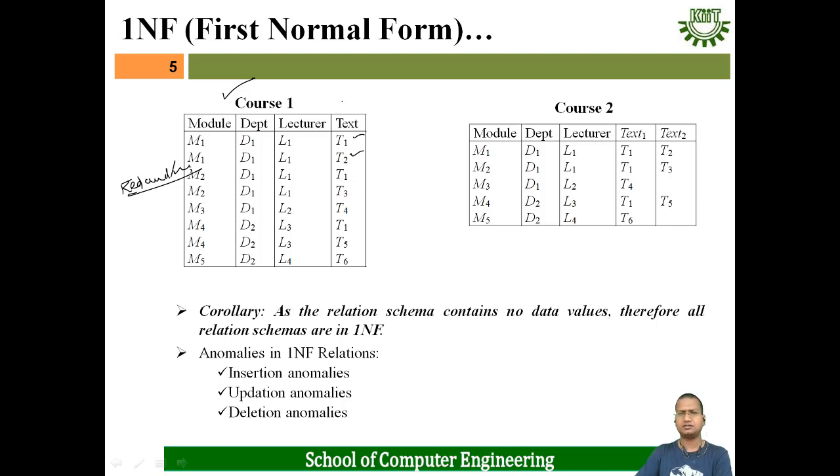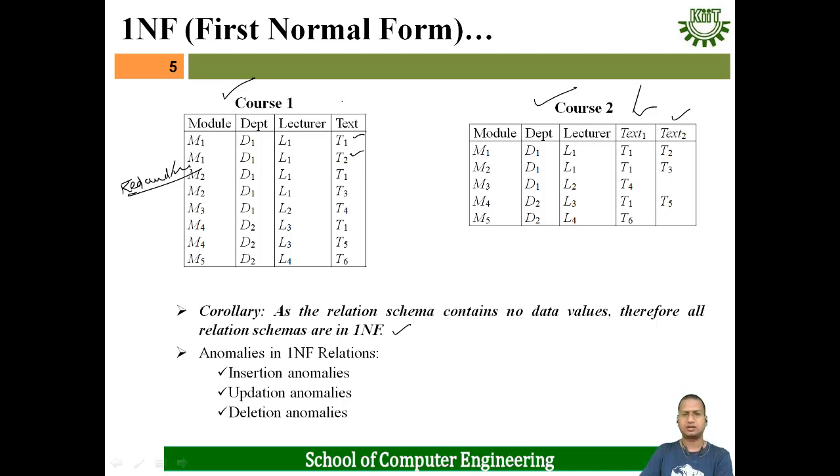And another approach is course 2. Okay, that means for text 1, text 2, 2 columns they have taken. The text column has been divided into 2 columns, text 1 and text 2. Okay, that is also an approach. Then corollary, as the relation schema contains no data values, therefore all relation schema are in 1NF. Okay, all the relation schema are in 1NF in this case.